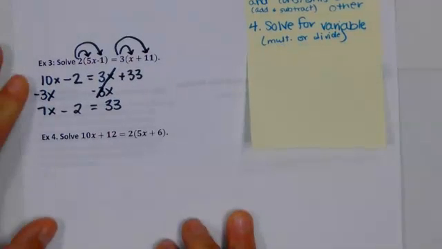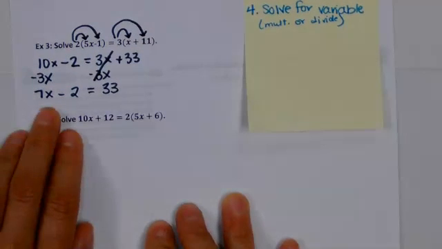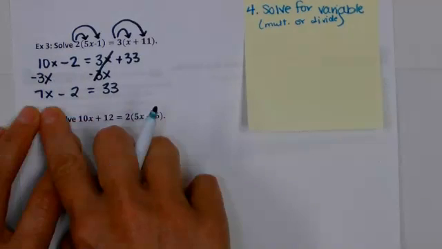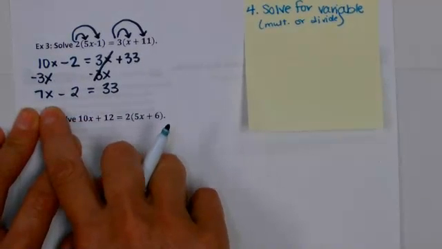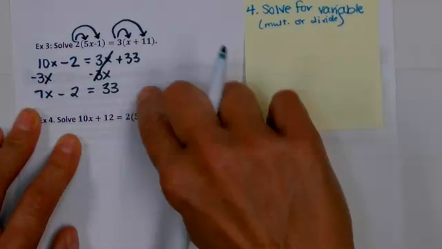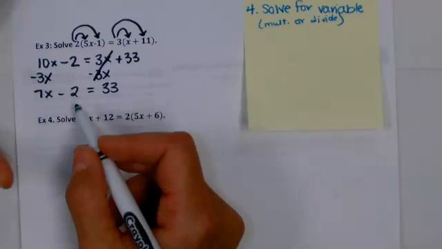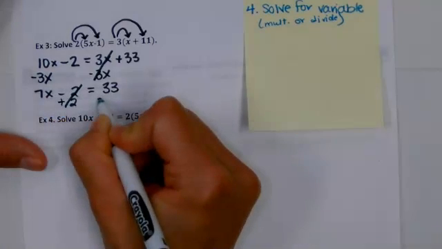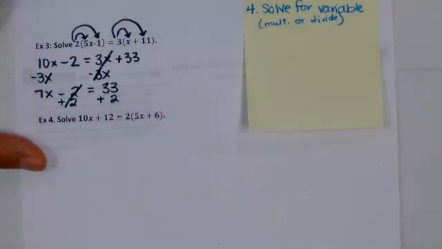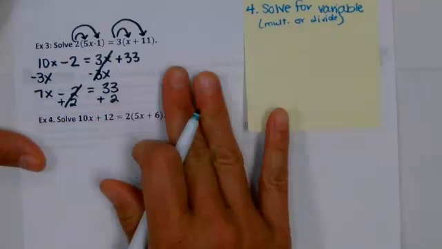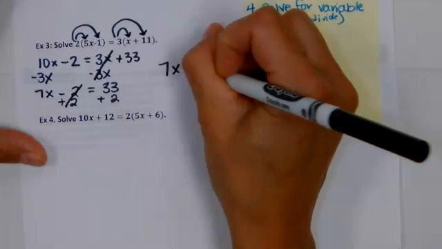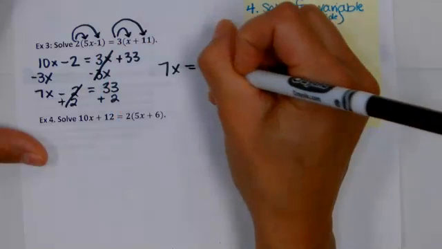Now, what we have is our x's are good. Now we have to get our constants to the other side. So since I chose to put the x's on the left, my constants now have to be out on the right. So what I'm going to do is I'm going to get rid of that -2 by adding it, and I'm going to keep it balanced by adding it over here. And of course, I ran out of space, so I'm going to put it over here. 7x is what's left on the left, equals now 33 plus 2 is 35.